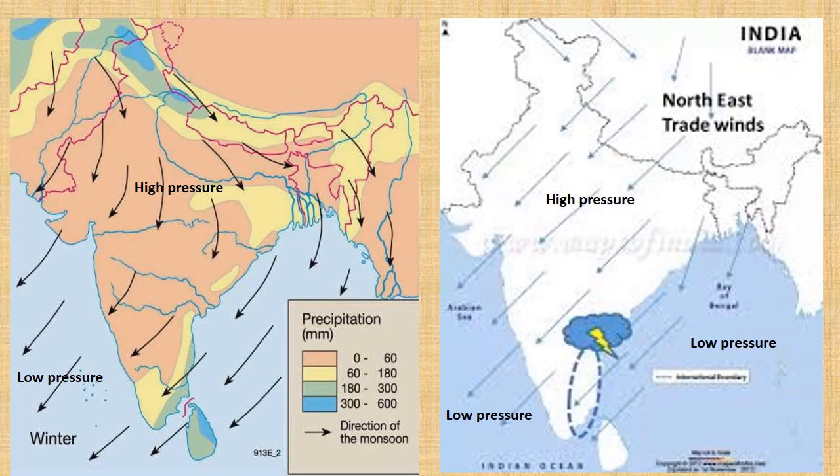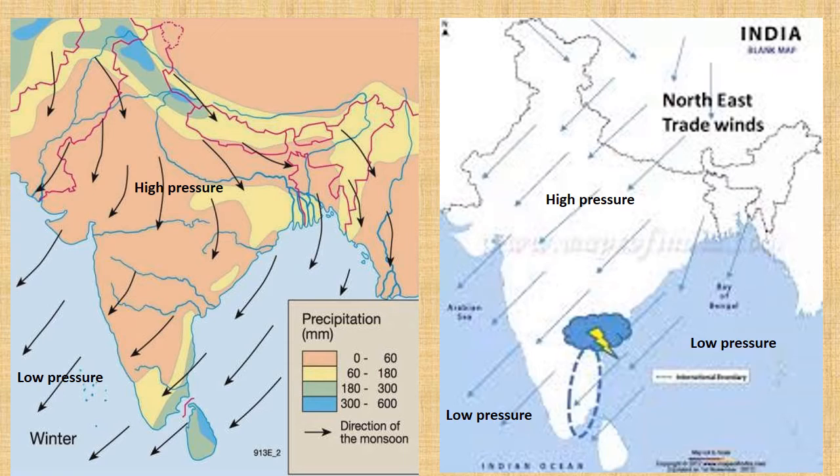All this happens in the months of November and December. November and December are the winter months. So northeast trade winds give rainfall to the Tamil Nadu coast in winter season. Now the next question: does this northeast trade wind give rainfall to all other parts of the country? The answer is no. They give rainfall only to the Coromandel coast, that is the coast of Tamil Nadu. Let's go to the next slide.